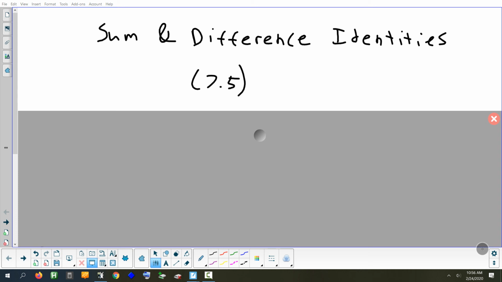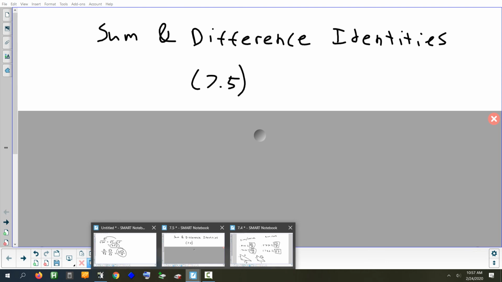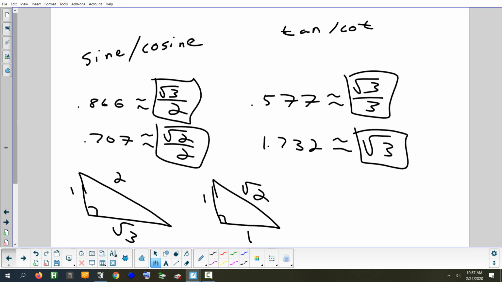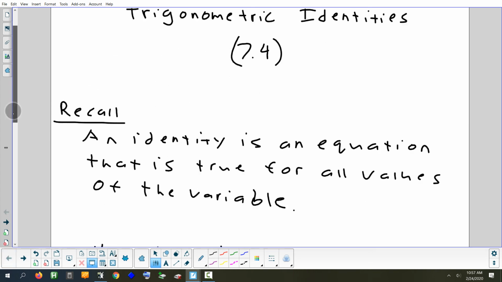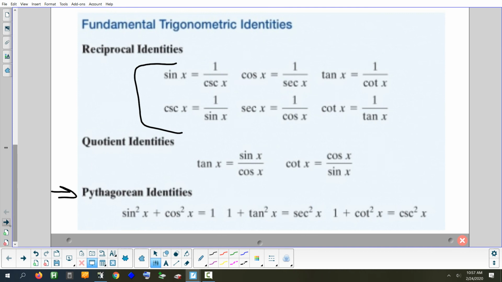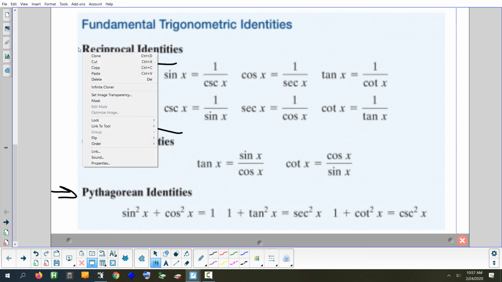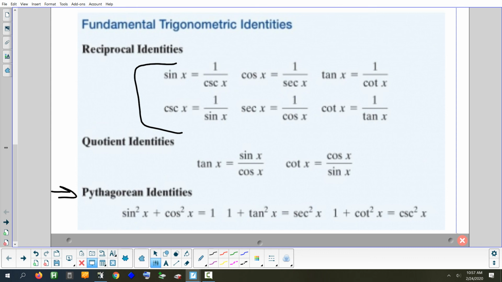All right, so we're going to take a look at section 7.5, which is going to continue what we started to learn about identities in section 7.4. So just a reminder of the identities from 7.4, in case you need those again. We learned those three groups, and we're going to be expanding on those with some different groups. The main groups you are going to learn today are called Sum and Difference and Double Angle. So two more groups to add.